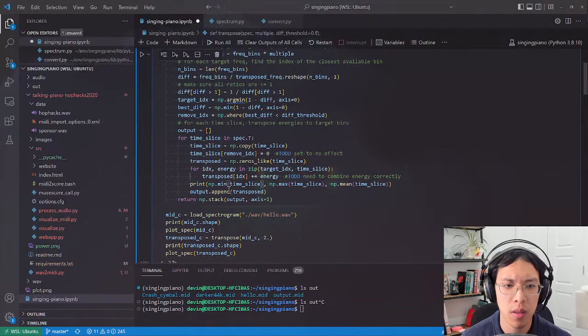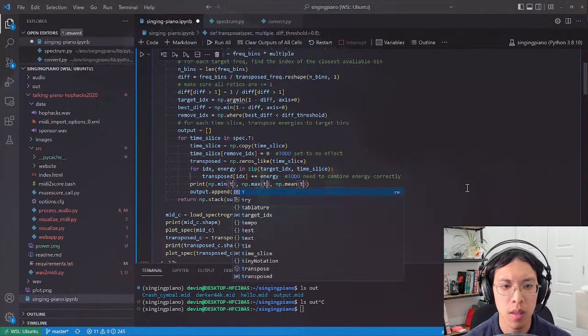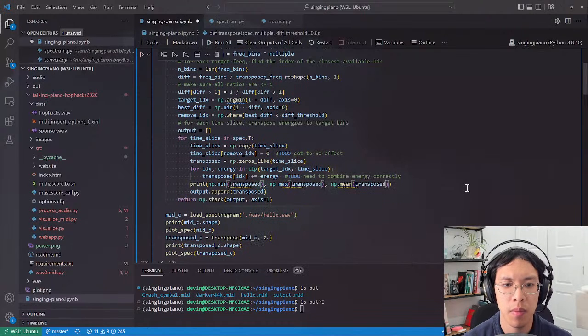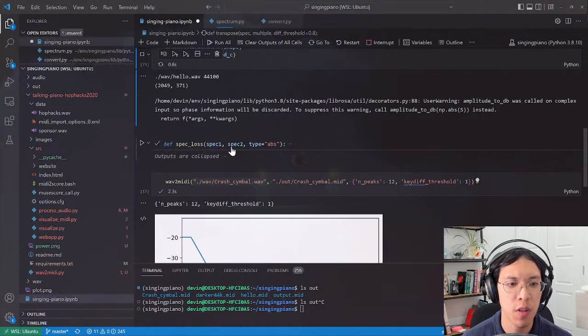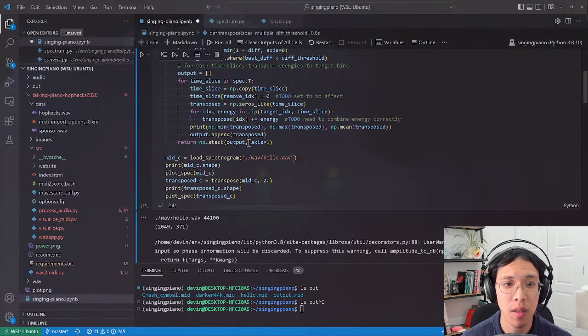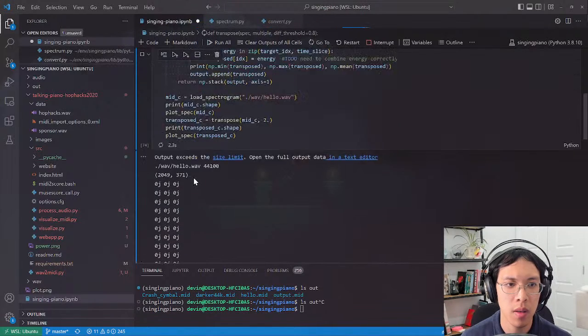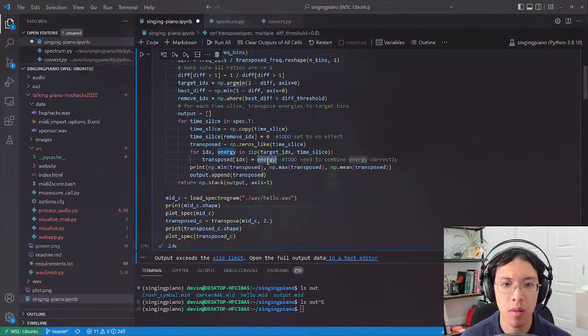So let's see what happens to, instead of this time slice, the one that I add to transposed. Because if it's all 0, that's a problem. Yeah, so somehow it's not going into this guy here. So let's just try overriding. It's still not happening. So somehow this energy is not going in. Interesting. Oh, right, because it's 0 all the time. Interesting. Really interesting. Why is that happening?